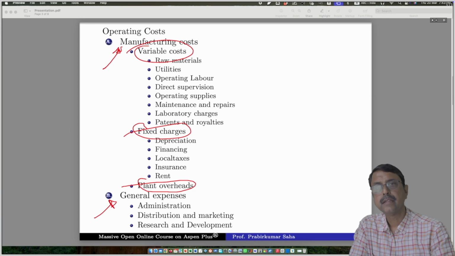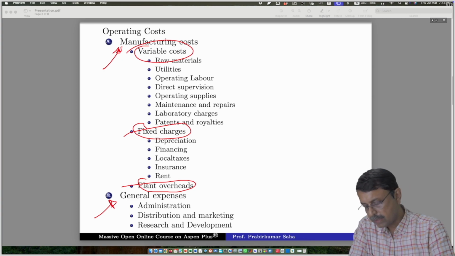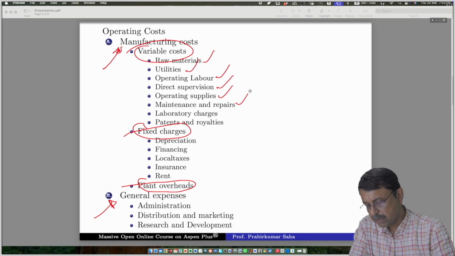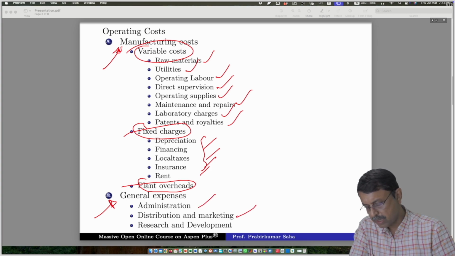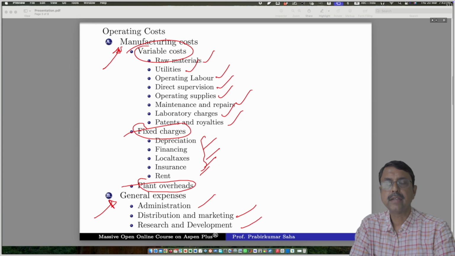Variable cost means the cost which varies with time, that is raw material, utilities, operating labor, direct supervision, operating supplies, maintenance and repairs, laboratory charges, patents, and royalties. Whereas fixed charges are depreciation, financing, local taxes, insurance, and rent. And general expenses are administration expenses, distribution and marketing, and research and development. So these are the general expenses.